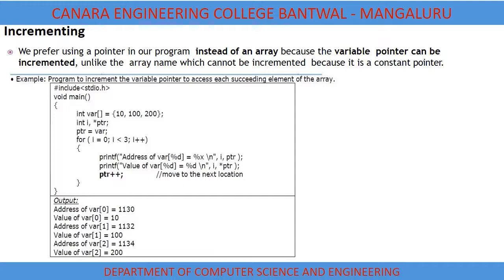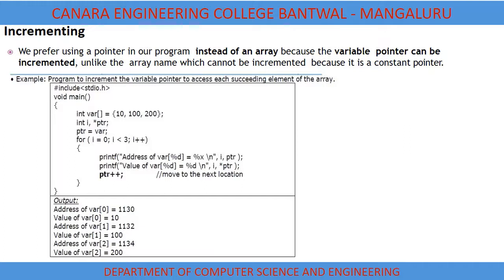because it is an integer. Because of the integer type it is showing 1132, so 2 bytes has been added. As we are incrementing by 1, it shows the current location with 2 locations added. Next the third element is printed, the address is 1134 and the content is 200. Again you can see the 2 bytes has been added, showing the next location where the data is stored.